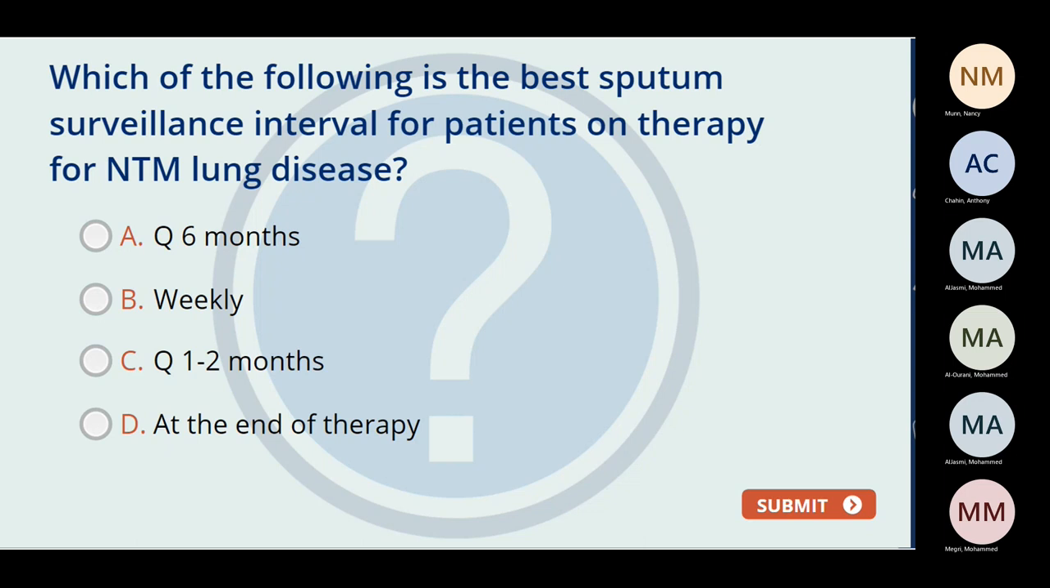Every 1 to 2 months. Good. So you have to follow up once you start your patients on therapy. Usually, every 1 to 2 months, you do follow-up cultures. You don't wait till you finish your treatment, or you don't do it too soon, like weekly.